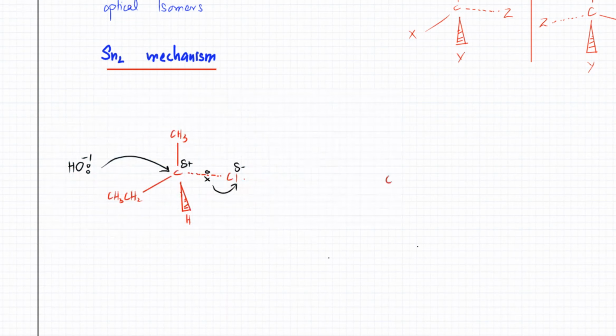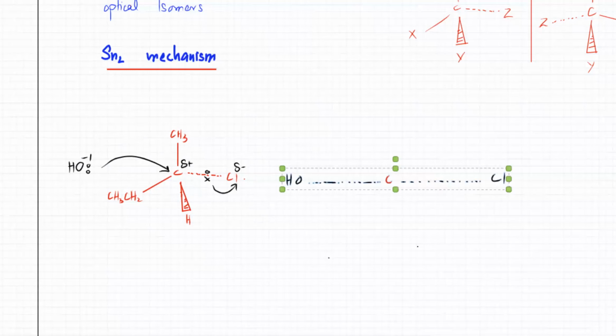So the ones in the red, nothing would happen to them. The Cl would be getting knocked out from one side. So the Cl is getting pushed away, and the OH is coming from this side. So that's how initially it's going to look like. Let me just draw this.